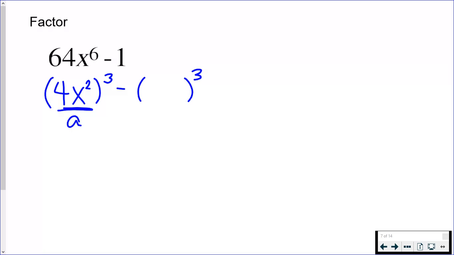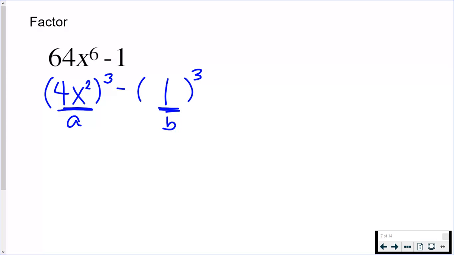So 4x squared is what I have in the parentheses. When it's raised to the third power, we have 64x to the sixth. That's going to be my a value. Since the second term is just 1, 1 to the third power is 1. So I have a b value of 1.